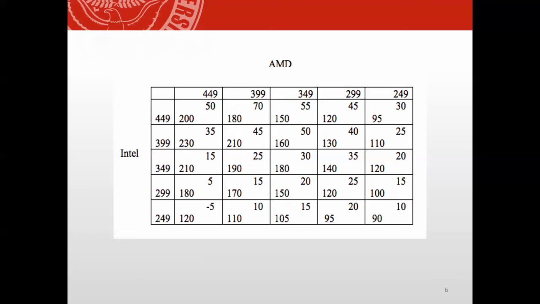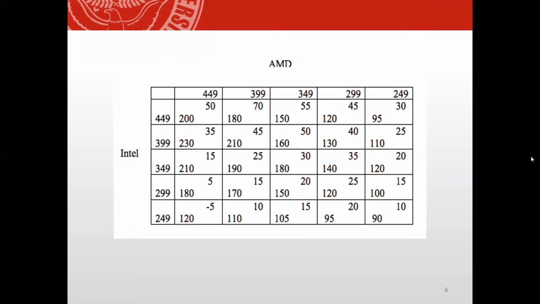So to continue, it looks like Intel never picked 299 or 249. So we would say that those are dominated strategies. They've been dominated by all the others.